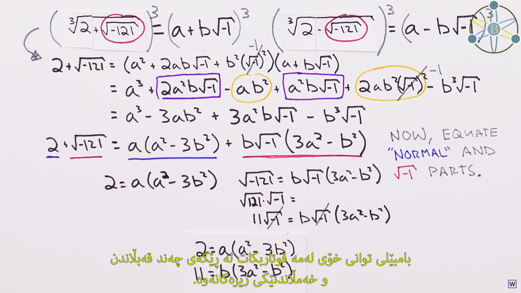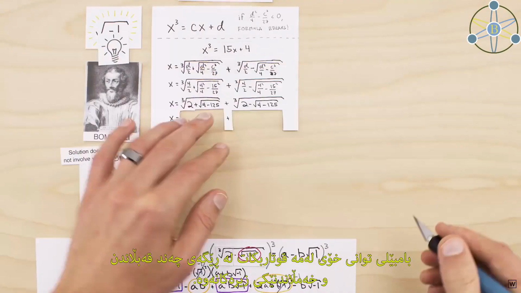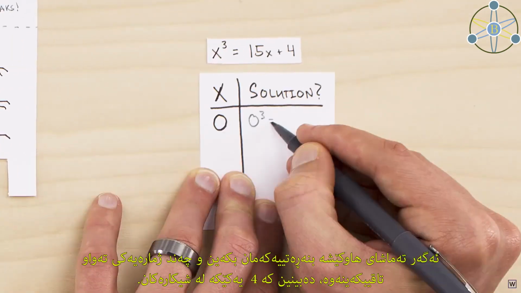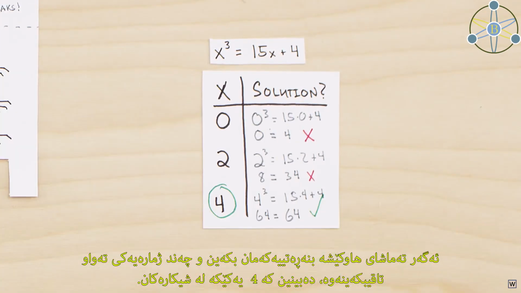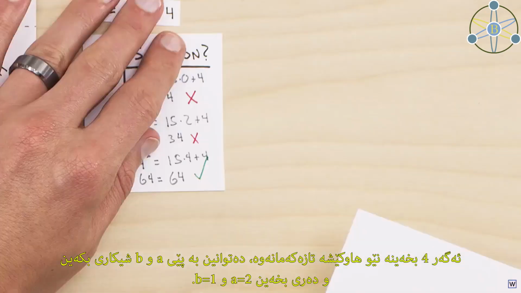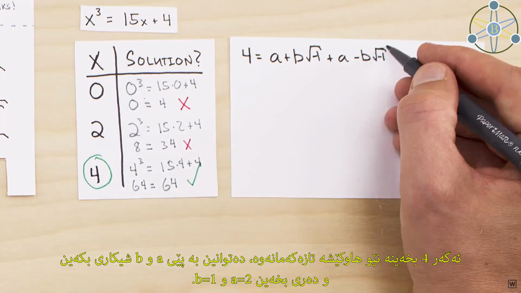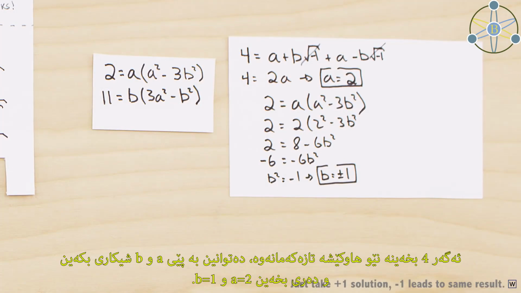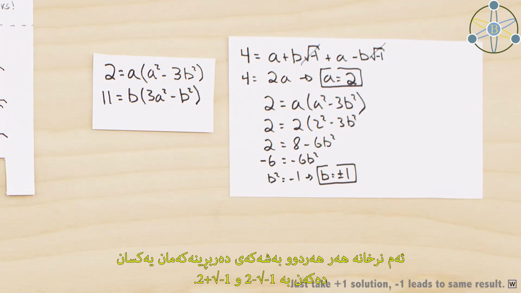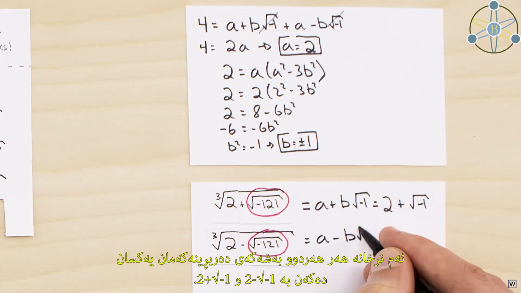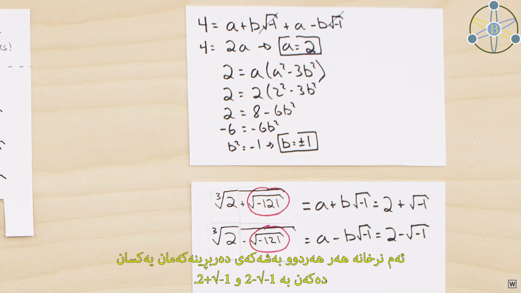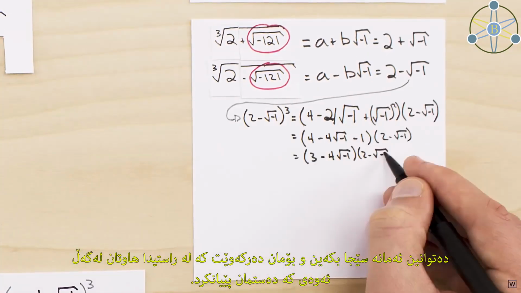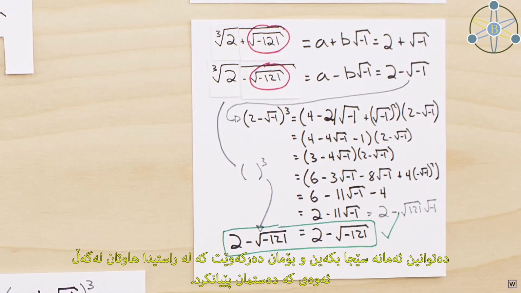Bambēli was able to get around this through some clever guessing and checking. If we look at our original equation and test a few integers, we eventually see that 4 is a solution. If we substitute 4 into our new equations, we can solve for a and b and obtain a equals 2 and b equals 1. These values make the two parts of our expression equal to 2 plus the square root of -1 and 2 minus the square root of -1. We can cube these and show that they are in fact equivalent to what we started with.